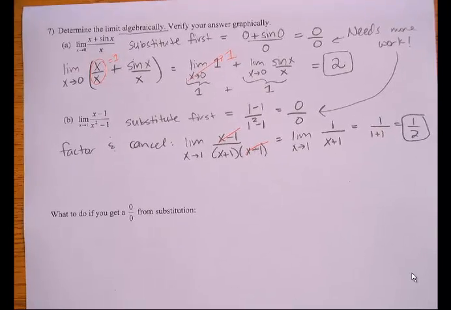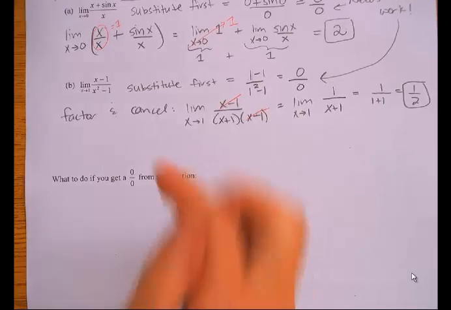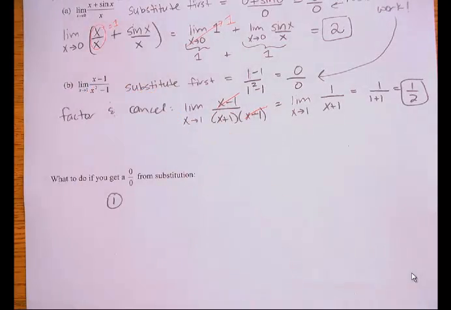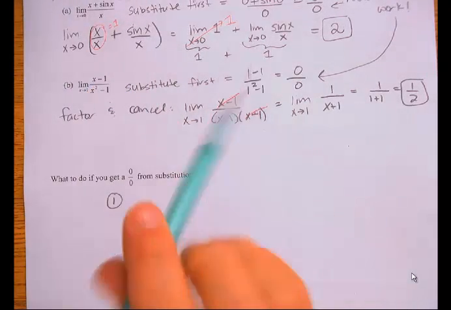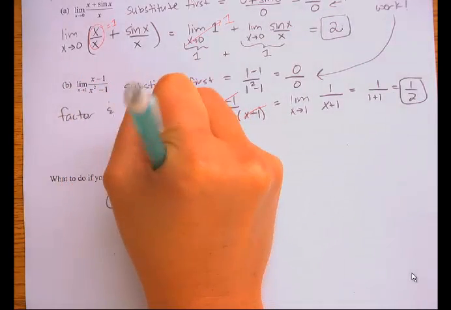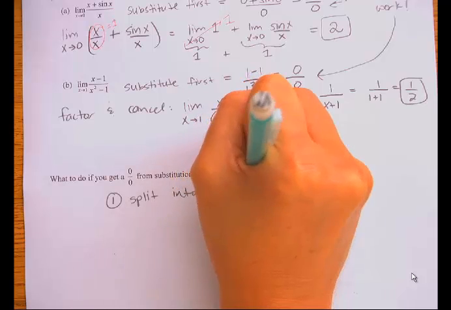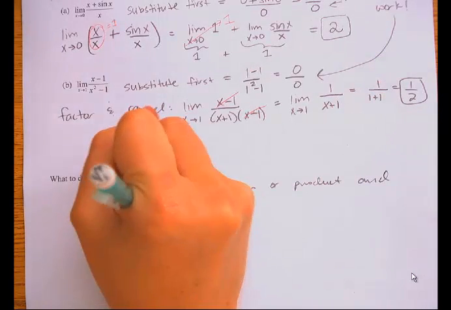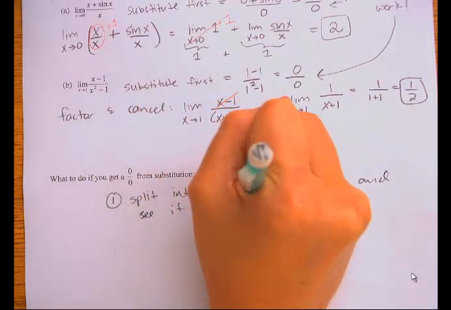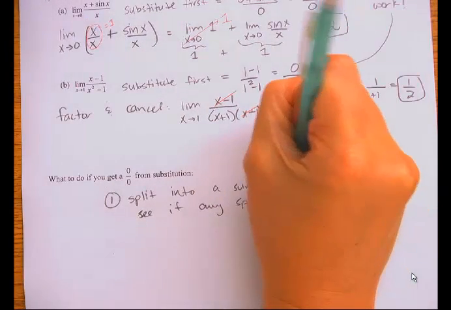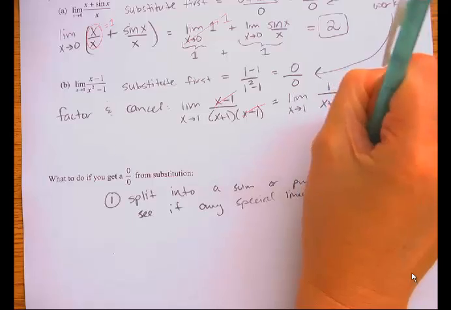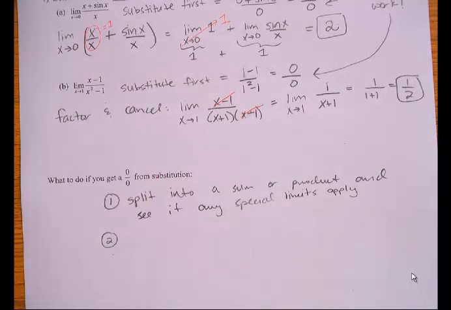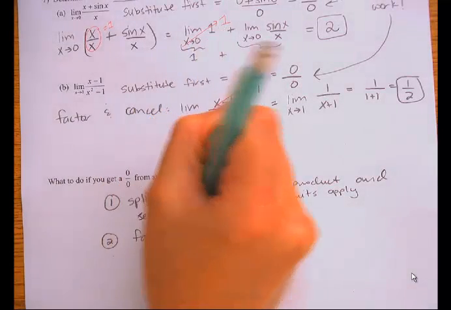So I wanted to kind of keep track of what we've been doing so far. What to do if you get a 0 over 0 from substitution? Well, that means you need more work. It doesn't mean stop. So notice what I did in part A was I used my special limit. Or also I split into a sum. So you could try splitting into a sum or a product and see if your special limit applies. That's one option. Notice when it's a polynomial, like in part B, then you're going to want to see if you can factor and cancel.